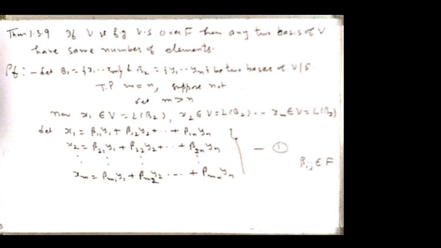So let x1 be beta 1 1 y1 plus beta 1 2 y2 and so on beta 1 n yn. x2 equals beta 2 1 y1 plus beta 2 2 y2 plus and so on beta 2 n yn, and so on. xm equals beta m1 y1 plus beta m2 y2 and so on beta mn yn. Call this set equation 1, where beta ij belongs to F.